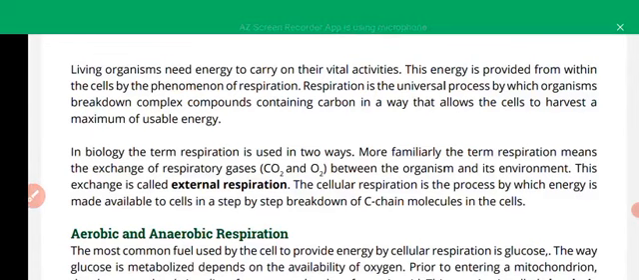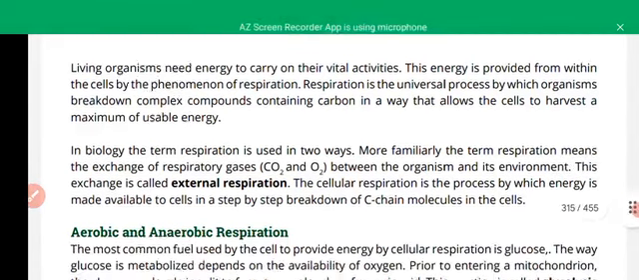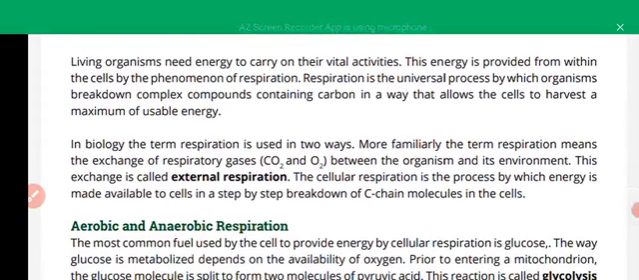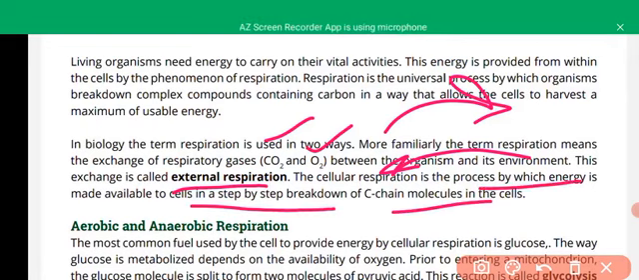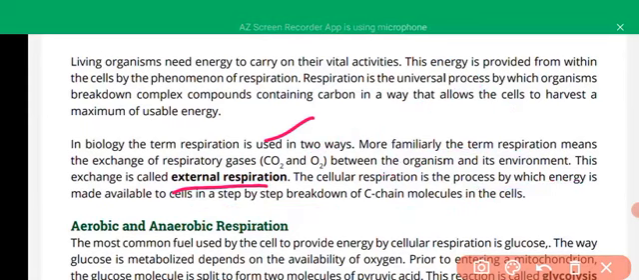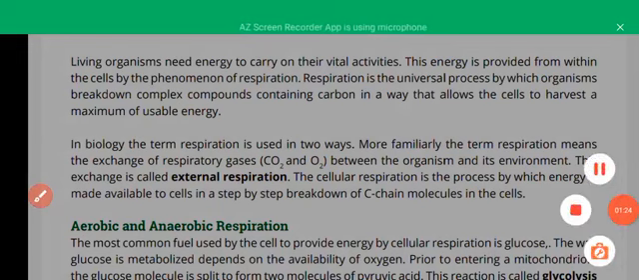for usable forms. There are two types of respiration that are generally considered. One is external respiration. External respiration means exchange of oxygen and carbon dioxide between the atmosphere and the human body. The human body takes oxygen from the atmosphere and gives off carbon dioxide to the environment, so it is called external respiration. And internal respiration is cellular respiration, in which C-chain molecules like sugars, glucose, etc. are converted into their respective products, and energy is gained by breaking down the C-chain compounds.